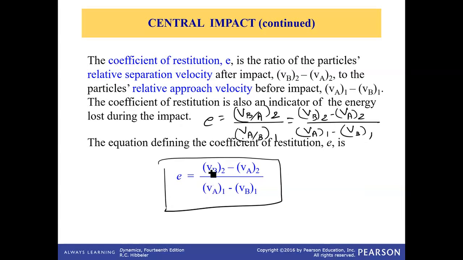where this is the absolute velocity of B minus the absolute velocity of A after impact, divided by the absolute velocity of A minus the absolute velocity of B before impact. So again, this is after impact and this is before impact.